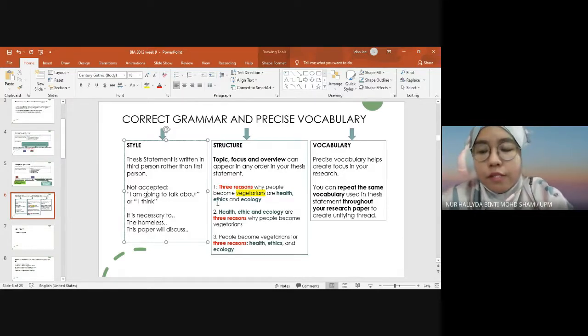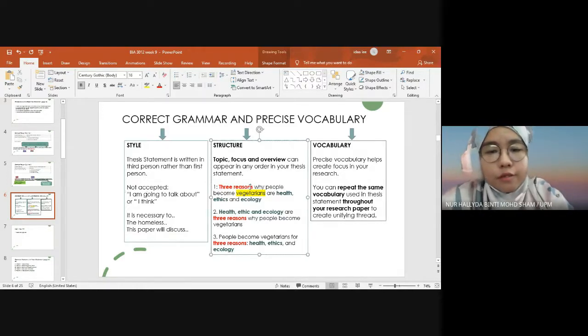Another thing is to pay attention to the structure. There are several ways to structure your thesis statement. You can use any order as long as you have the three: topic, focus, and overview. The last one is to use precise vocabulary to help create focus in your research paper. You can repeat the same vocabulary, just make sure that word is one of the main keywords of the whole paper.